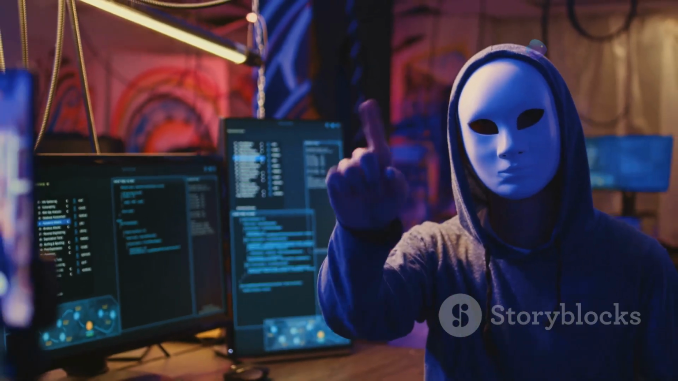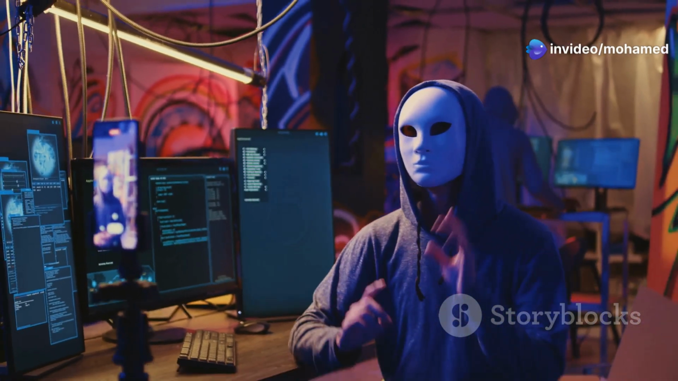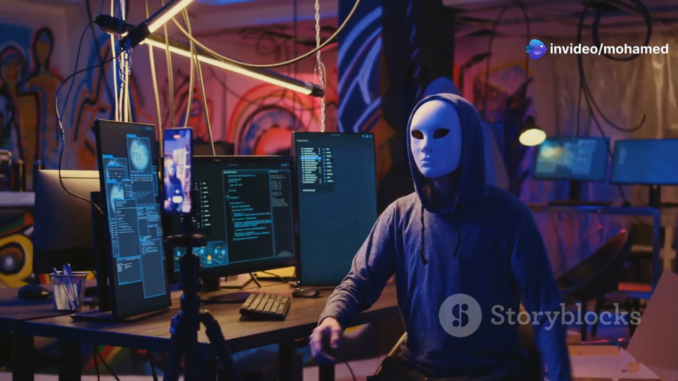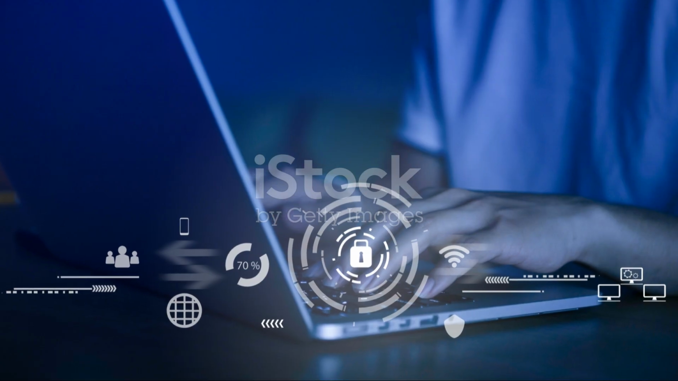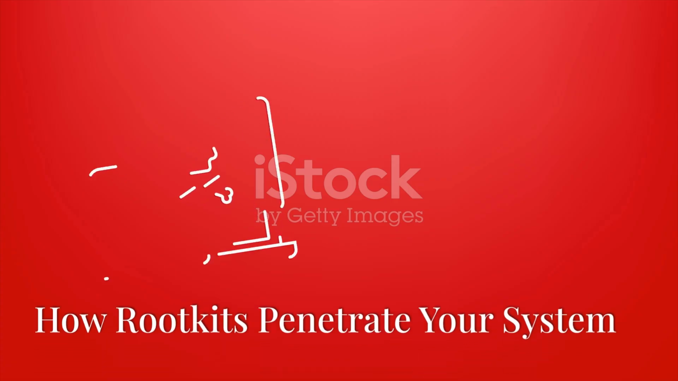Rootkits are not a new threat, but their sophistication and methods of attack are constantly evolving. That's why it's crucial to understand what you're dealing with, and arm yourself with the knowledge to protect your digital life. In the following sections, we'll explore how these silent invaders infiltrate your system, the different types of rootkits, and most importantly, how to detect, remove, and protect yourself against them.